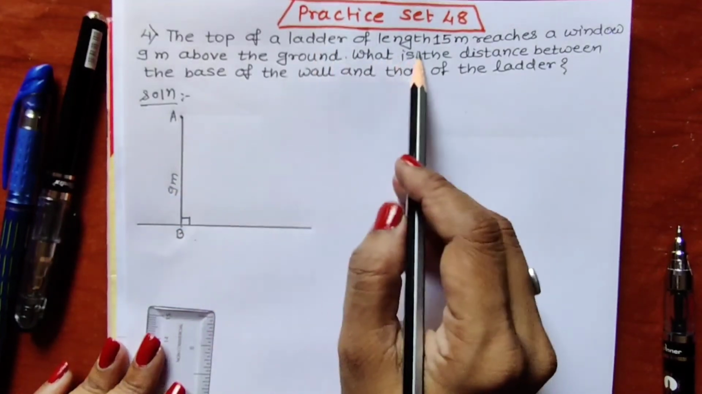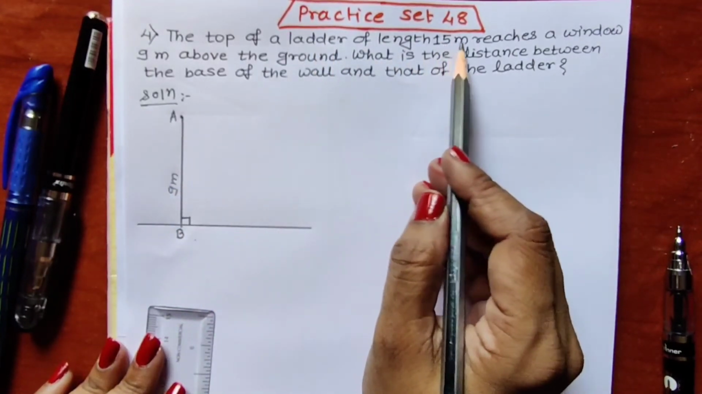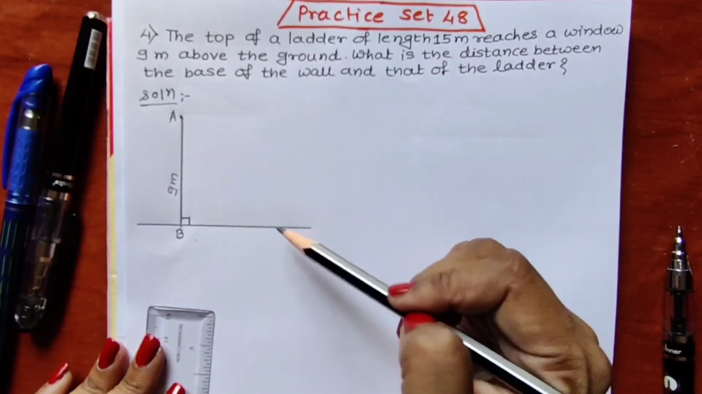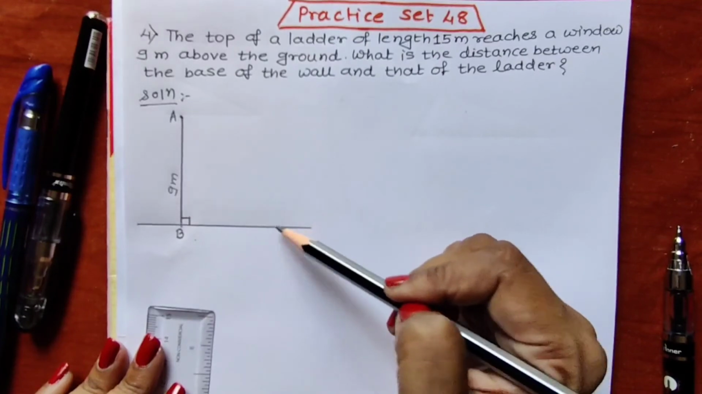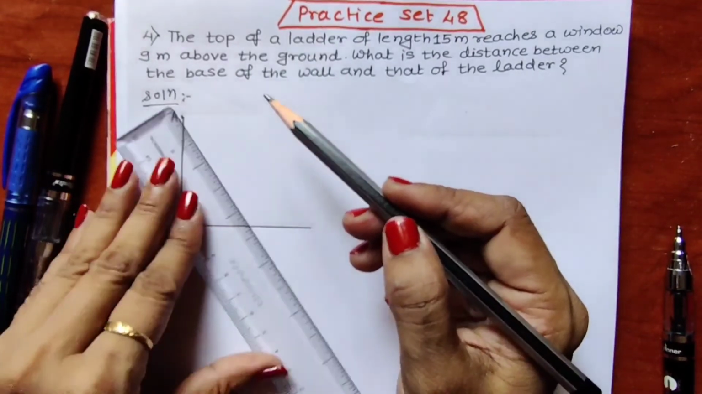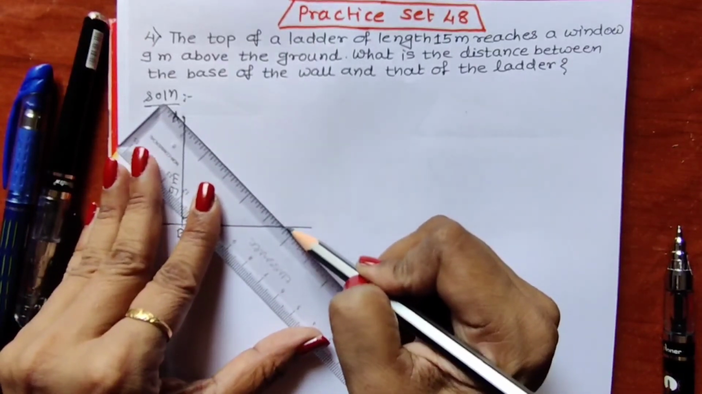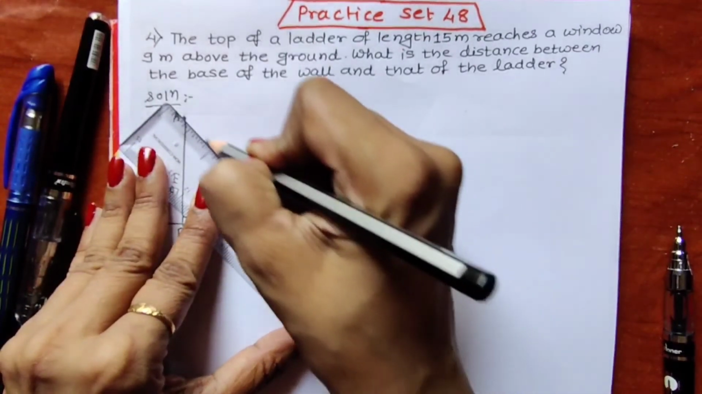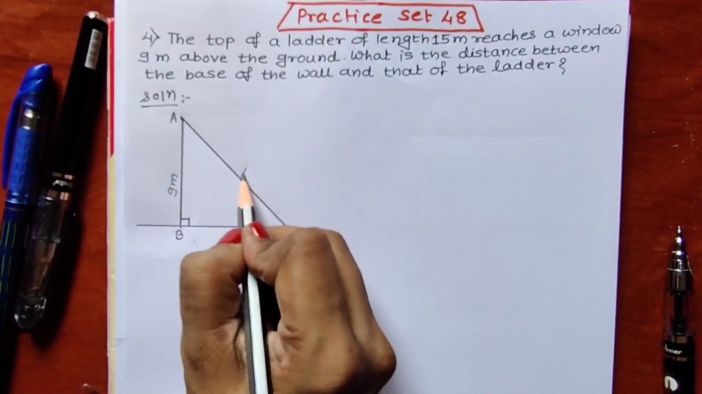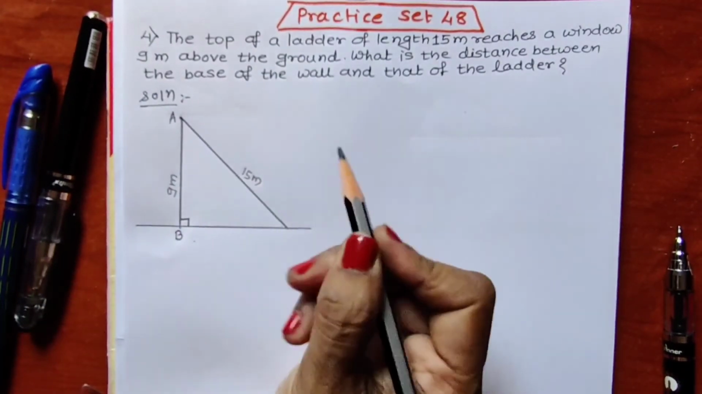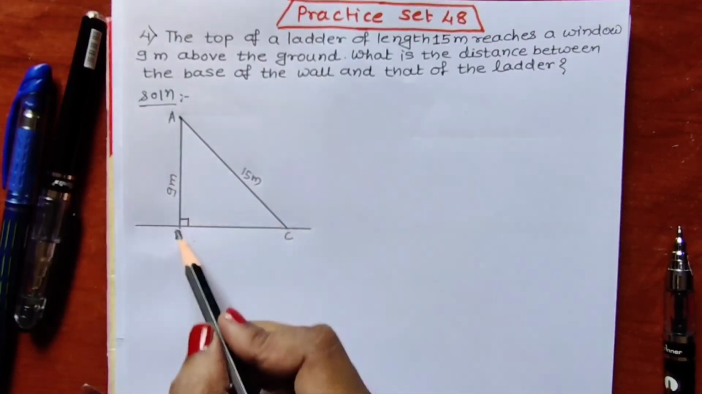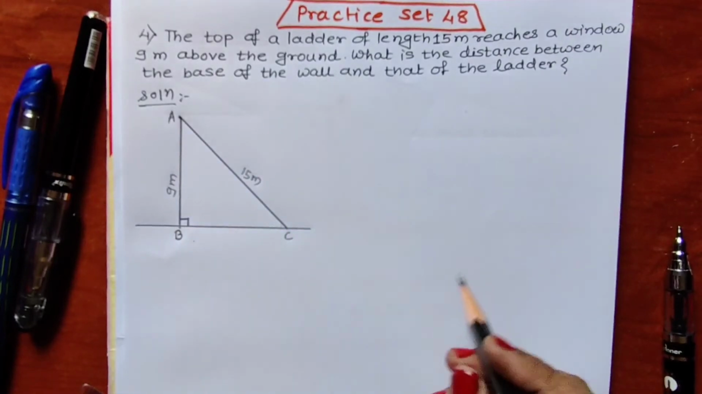Then the ladder is put in such a way that the ladder, of length 15 meter, reaches the window. The ladder is kept on the ground, and from the ground it reaches the window. So if this is the ladder, I can draw it like this. This ladder is 15 meter in length. So AC is the ladder, and in this way we get a right angle triangle here.